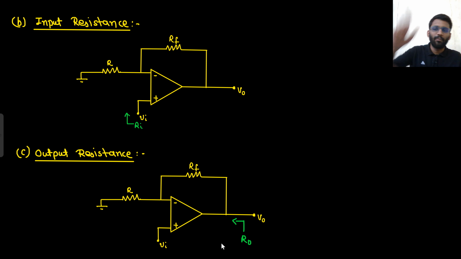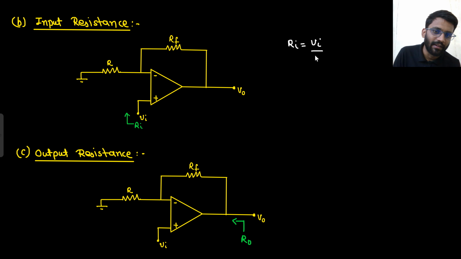What will be the input resistance? Tell me on your own. R in would be V in by I in, whatever the current that is flowing through V in. So what is the current flowing through V in? That is equal to 0 ampere, because I in is 0. In case of an ideal op-amp, I in is 0. So V in by 0, so R in would be infinity.